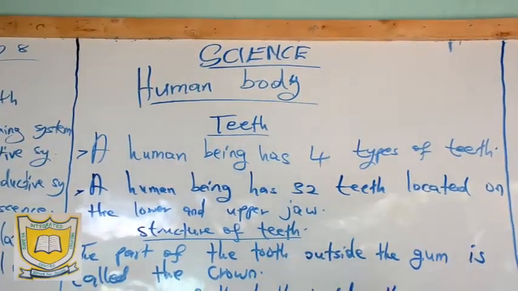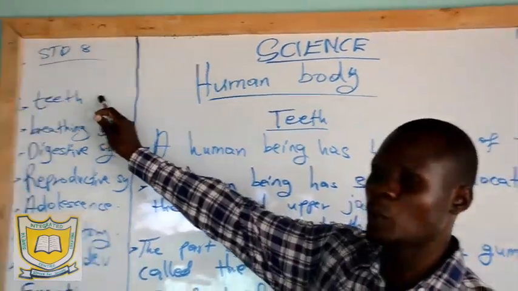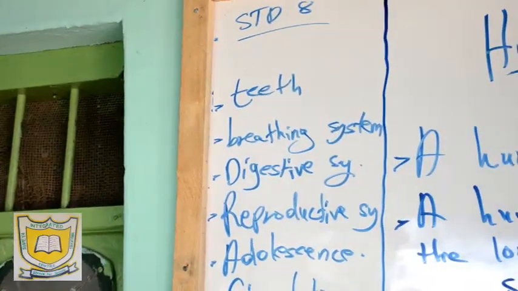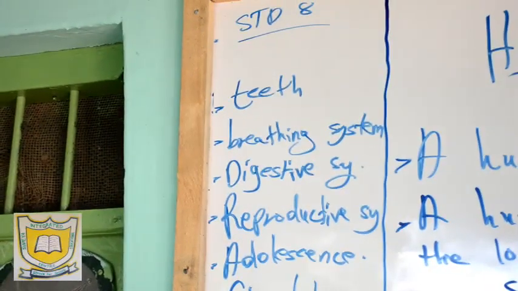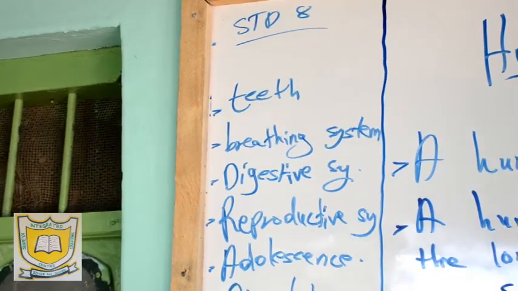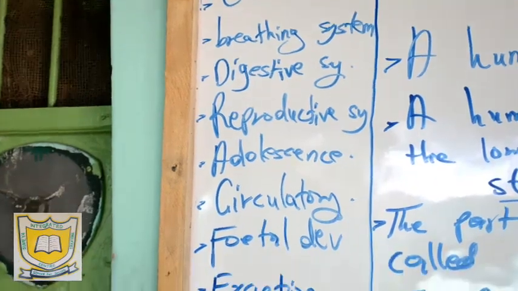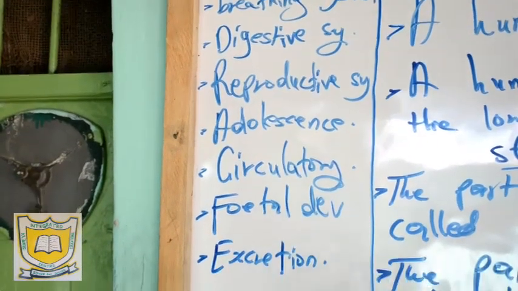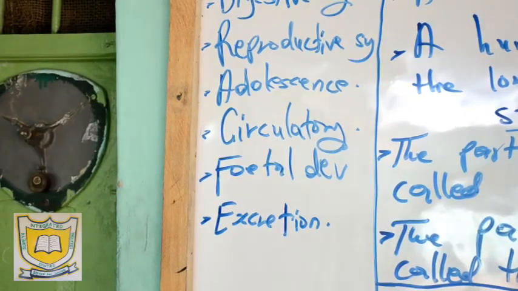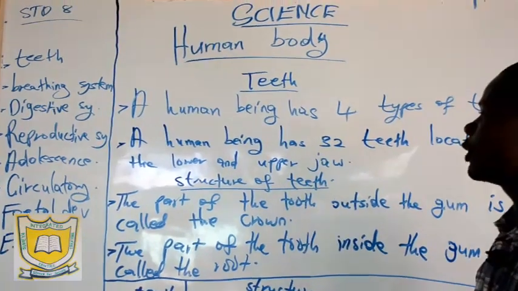Under human body, we will have to talk about the human tooth or teeth. We have the breathing system. We will also talk about digestive system. We have reproductive system. We will also talk about adolescence. We have circulatory system, fetal development, and lastly excretion. Now, those are the subtopics under human body of which we are going to deal.